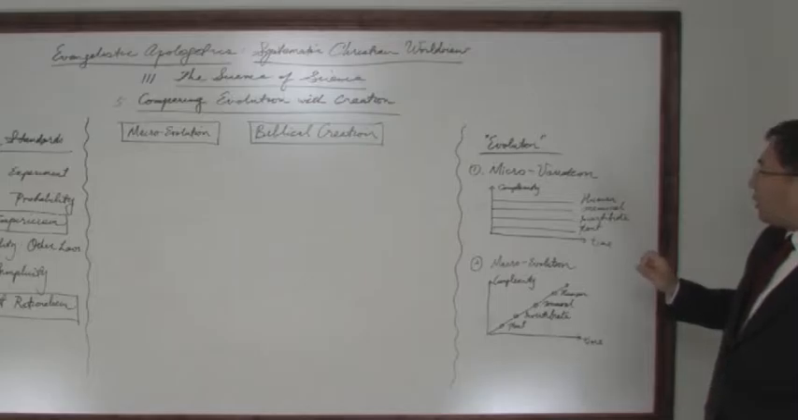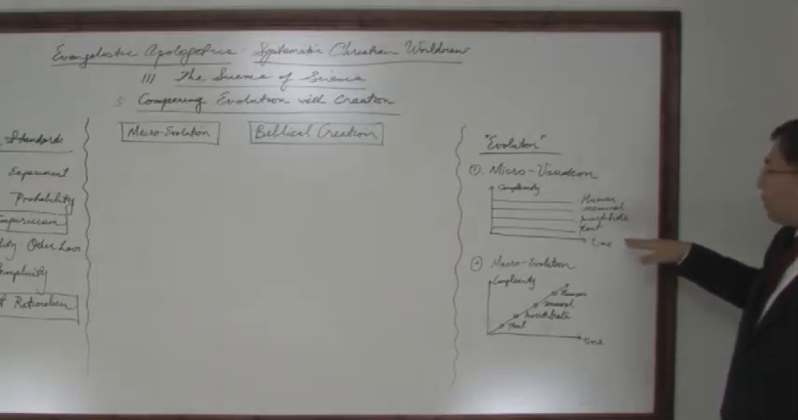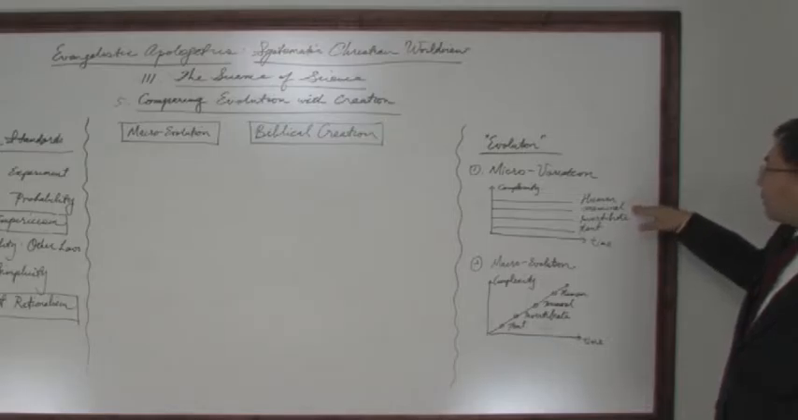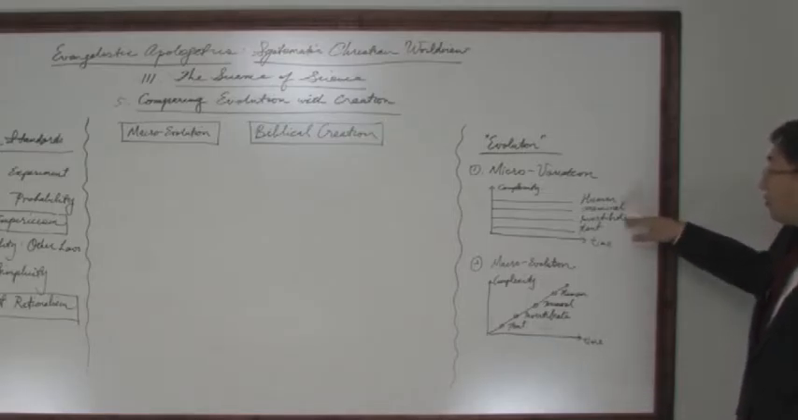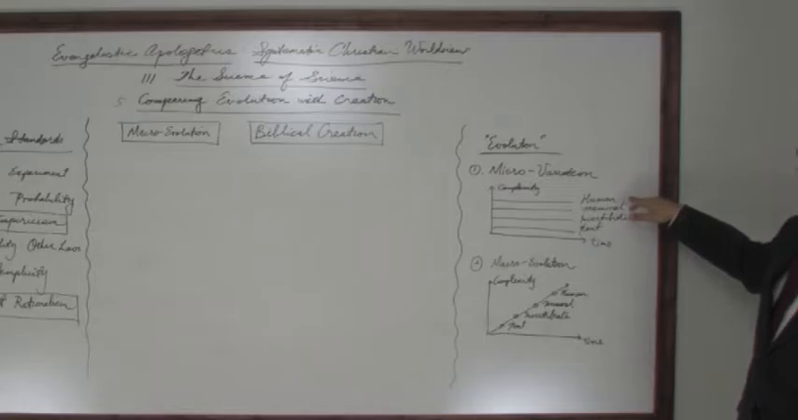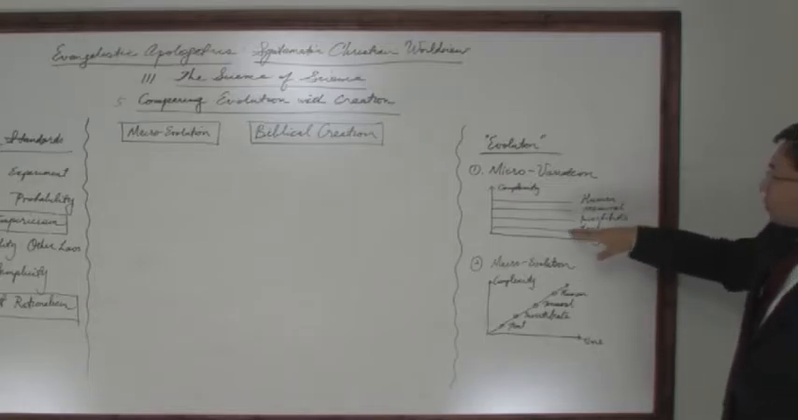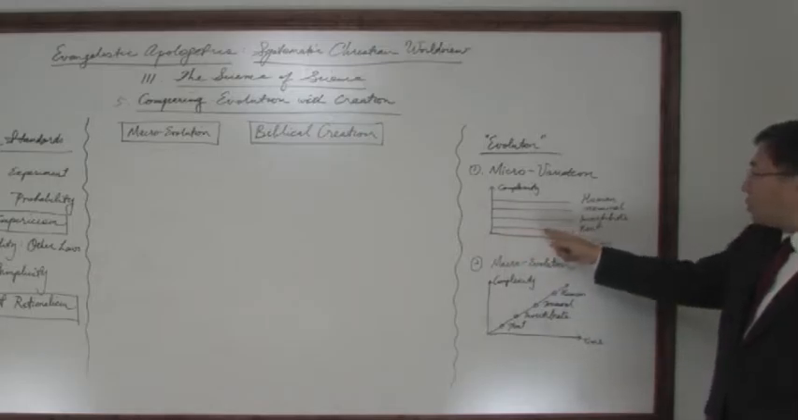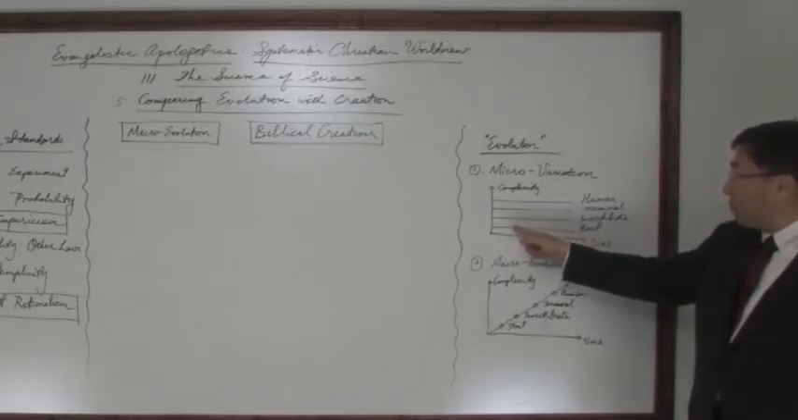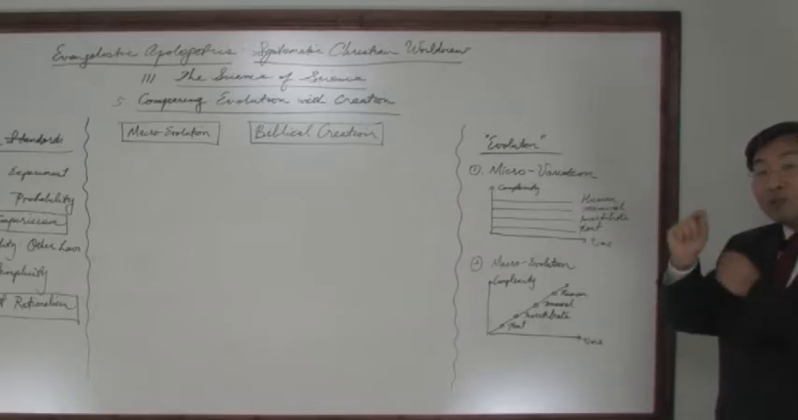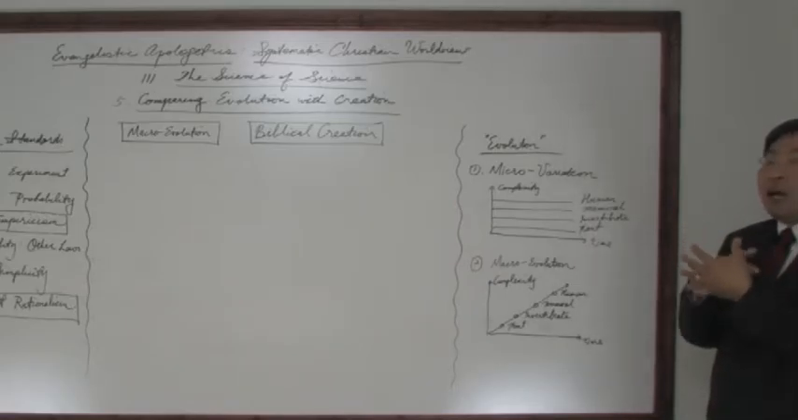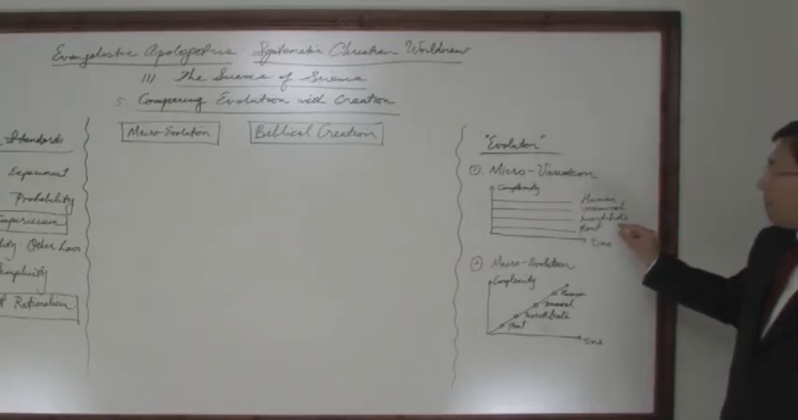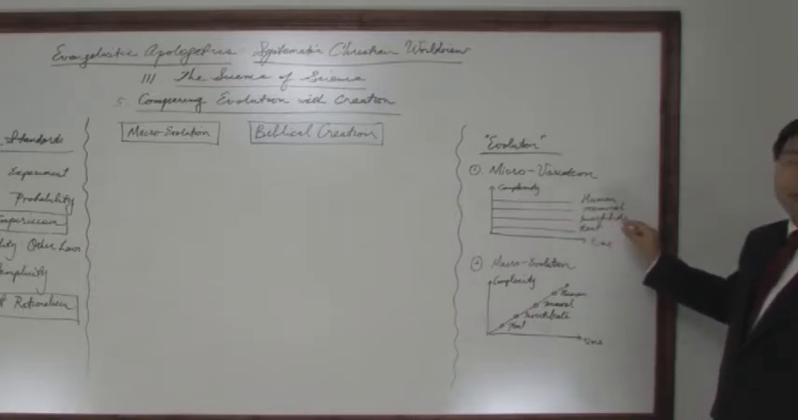Okay? In the world, there are so many different kinds of lives. There are plants, invertebrates, the mammals, and the humans. They have different levels of complexity. The microevolution is a change in time, but it's a change of the small characteristics, but the complexity does not change. Okay?